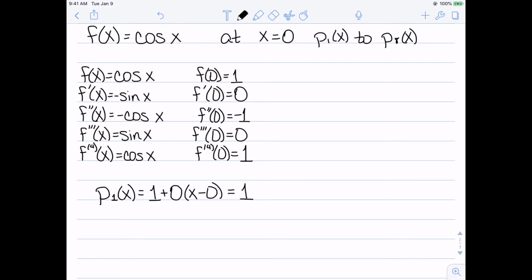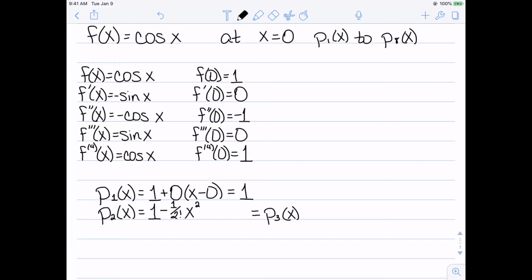P1 of x says f of 0, which is 1, plus f prime of 0, which is 0, times x minus a, which is 0. So I get that P1 of x is just 1. P2 of x is then going to be P1 of x plus the quadratic term, which is the second derivative, negative 1, over 2 factorial times x squared. P3 of x would then take this and add the cubic term, but since the third derivative is 0, it's actually the same as the second polynomial.